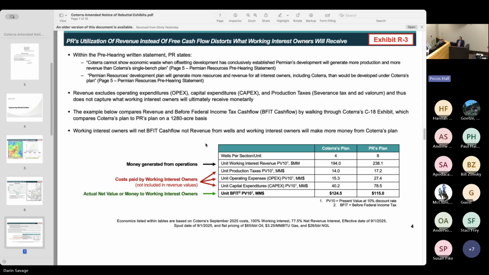However, when we look at the costs fully burdened onto the working interest owners, we see that the value the working interest owners will receive actually states, at least in this example that we're showing, that Coterra's plan is better. So you need to take into account all the costs to be able to determine what is actually optimal for working interest holders. Is there anything else on the slide that you want to talk about?